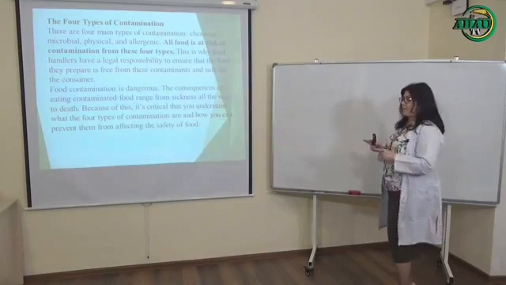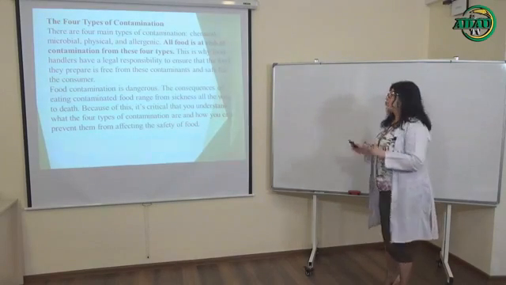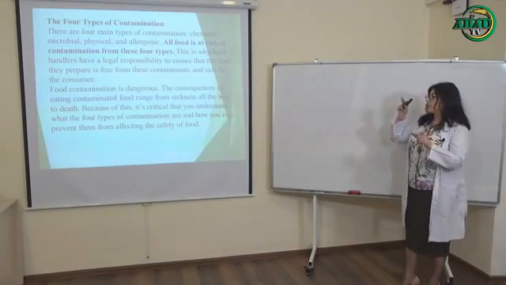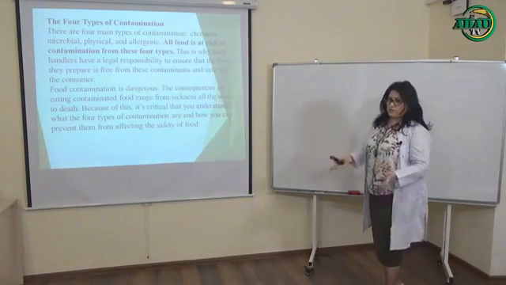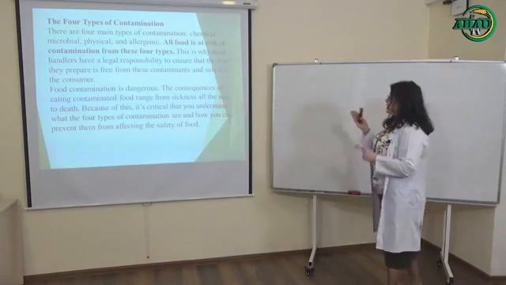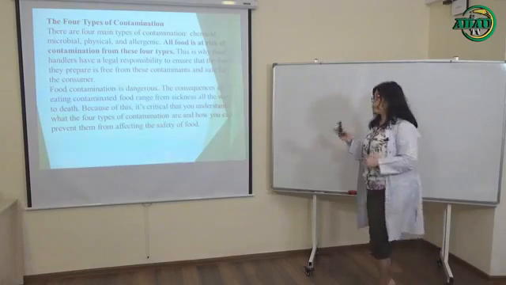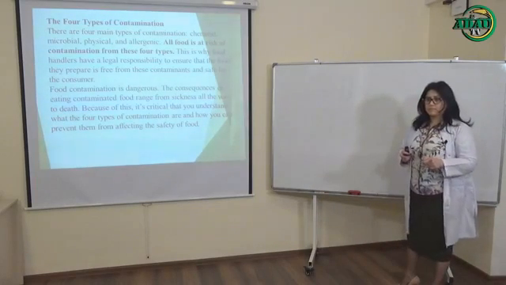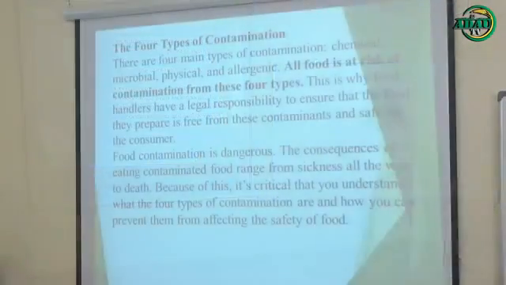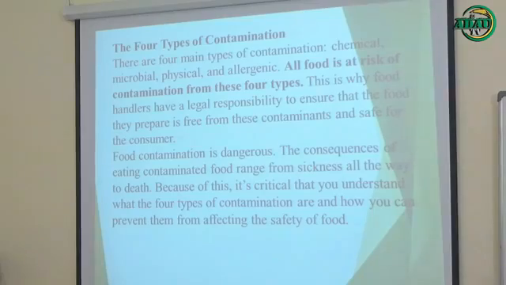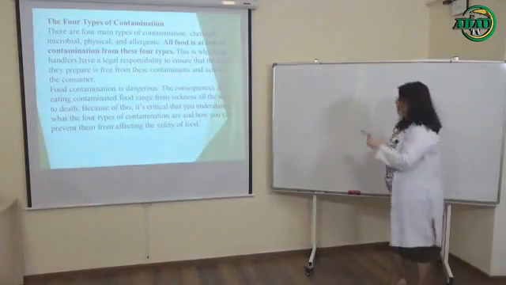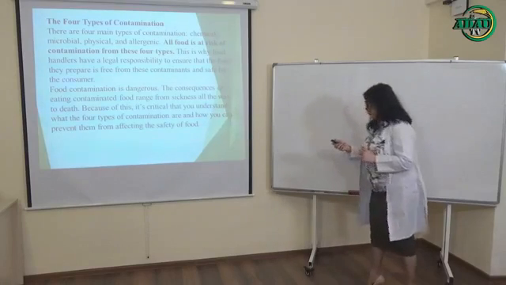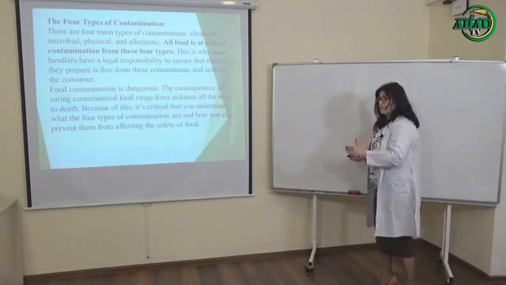This is why food handlers have a legal responsibility to ensure that the food they prepare is free from these contaminants and safe for the consumer. Food contamination is dangerous. There is no doubt about this. The consequences of eating contaminated food range from sickness all the way to death. Because of this, it's critical that you understand what the 4 types of contamination are and how you can prevent these kinds of contamination and their effects on the safety of food.